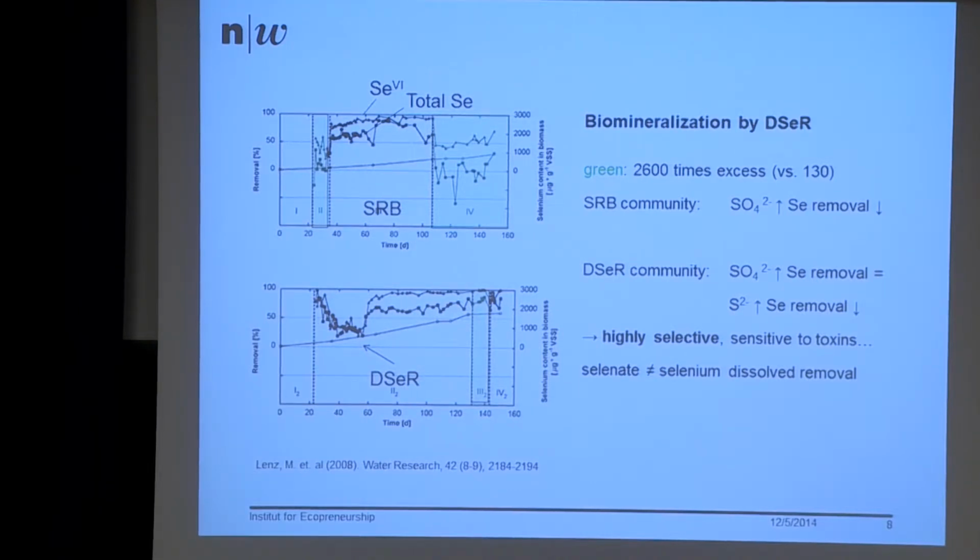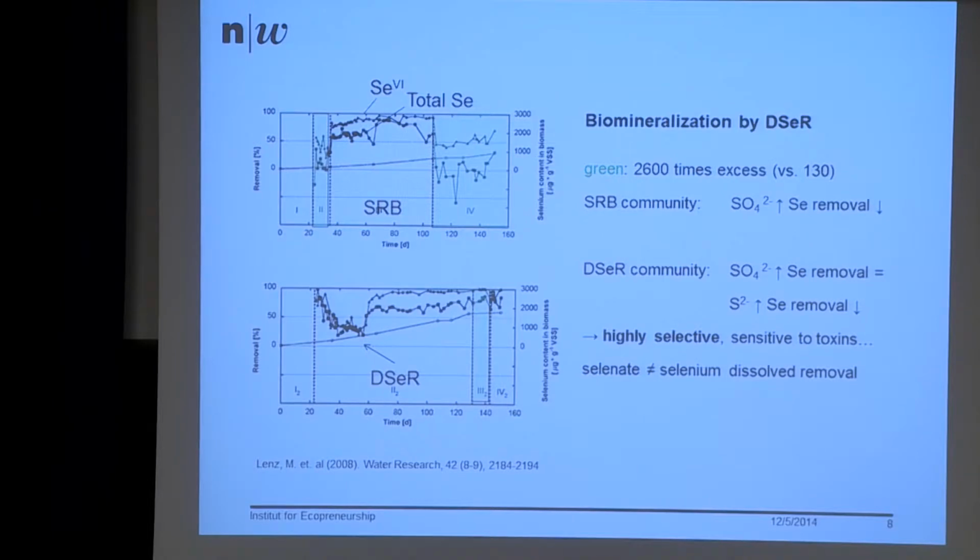The second part is a methanogenic reactor, and we can see here that over a time of 40 days, suddenly you get an increase in both selenate removal and total selenium removal. And that is due to the fact that these dissimilatory selenium reducers are developing over time. So that's a reproducible effect. You will see a later bioreactor run where you see a very similar picture in the beginning.